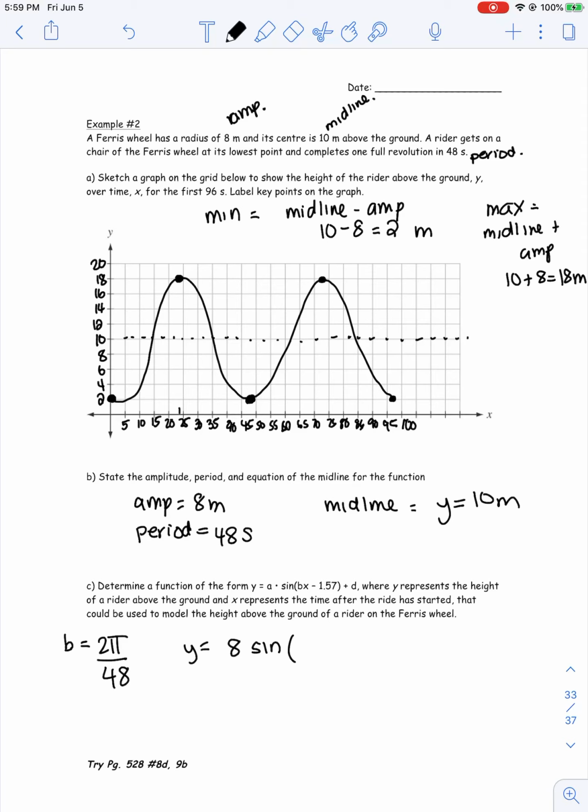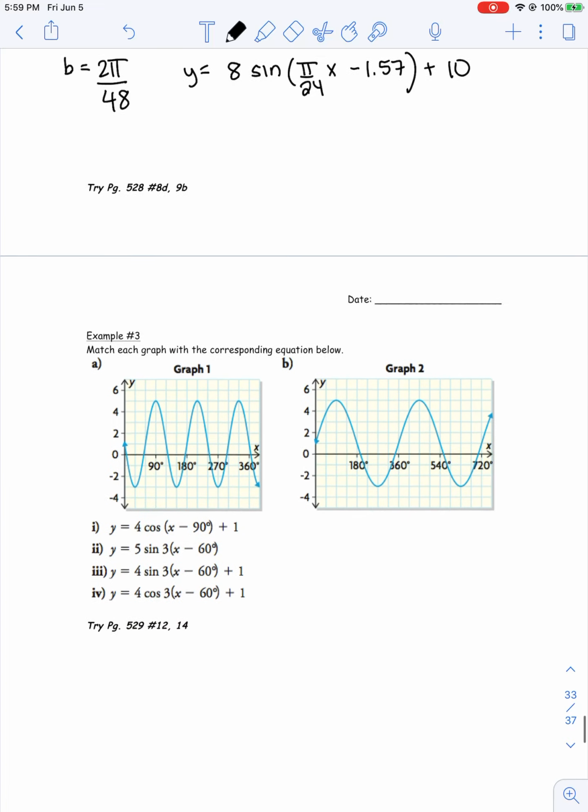So 2 pi divided by 48, we're going to simplify it by pressing math, enter, and we're going to get that it's going to be pi over 24. So pi over 24 is our B value. And then we're going to put minus 1.57 because that's given, so that's our phase shift given. And our D value is our midline, which is 10. So that's what the equation should look like if you're trying to recreate it by putting the numbers in the right spots.